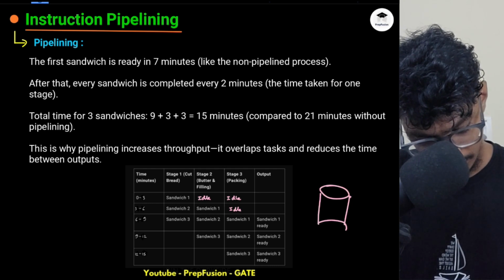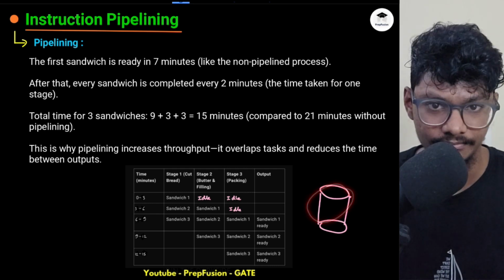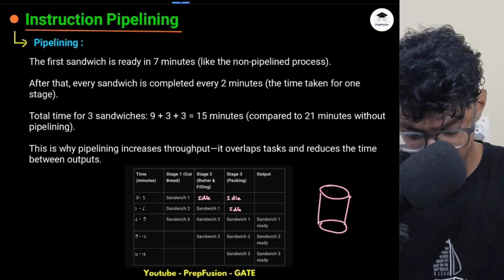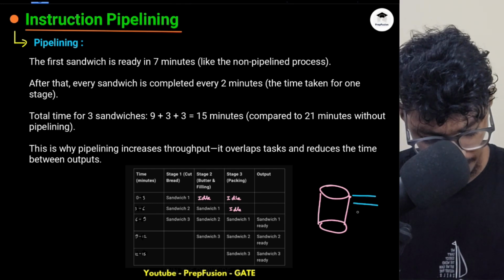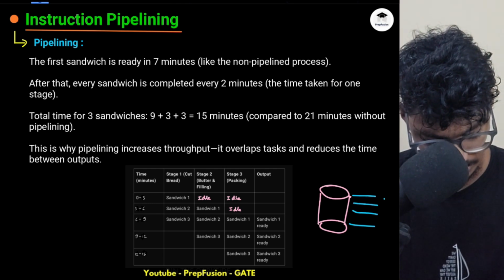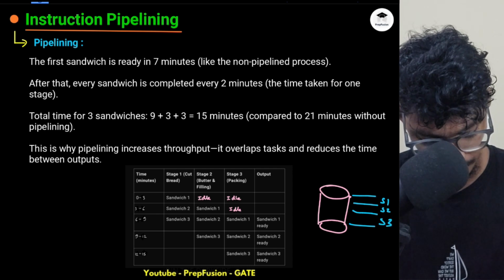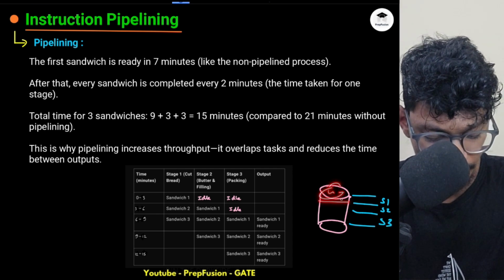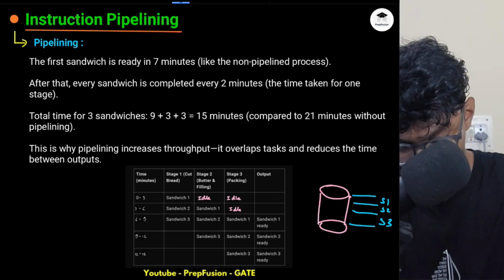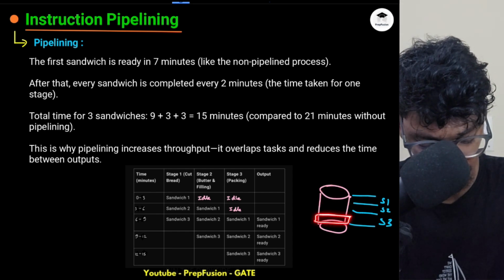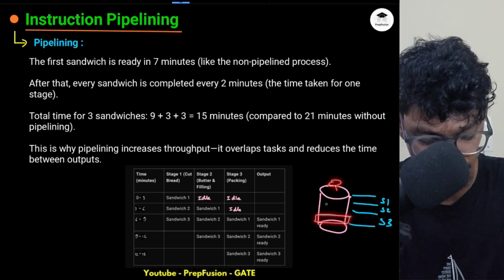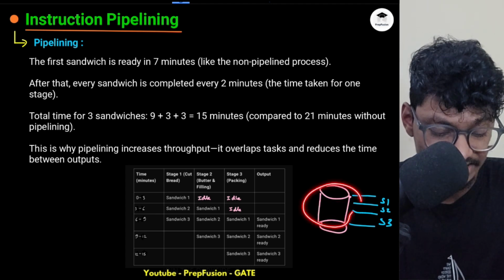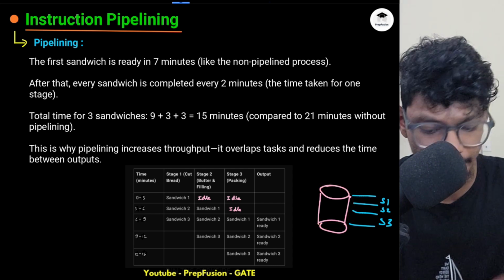and for the first time this pipe is empty, then I put sandwich 1 here. Let's say this is stage 1 of the pipe, this is stage 2, and this is stage 3: S1, S2, S3. The bread comes here, stage 1, then it goes to stage 2, then stage 3. My first bread is here, then the second bread comes after that and it goes to stage 2, and the third bread comes and goes to stage 1. So it takes some time for the pipe to get filled. After that, what happens?